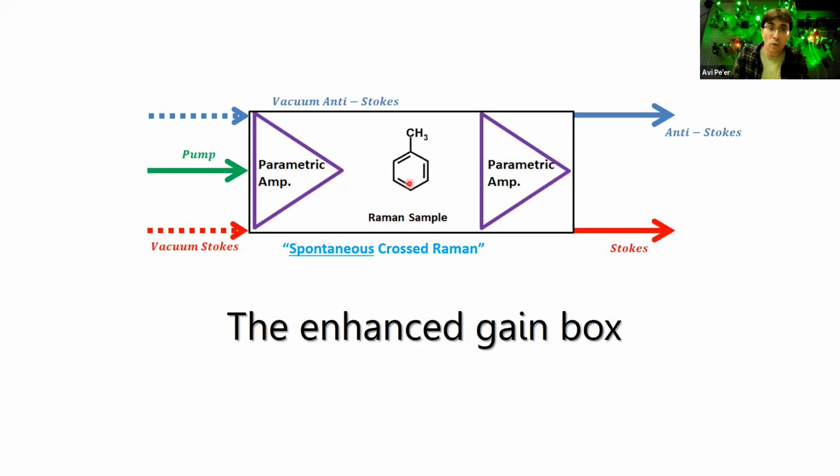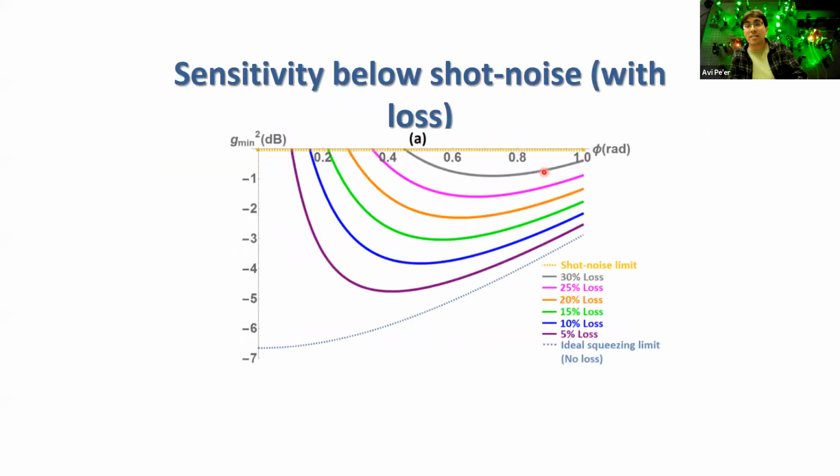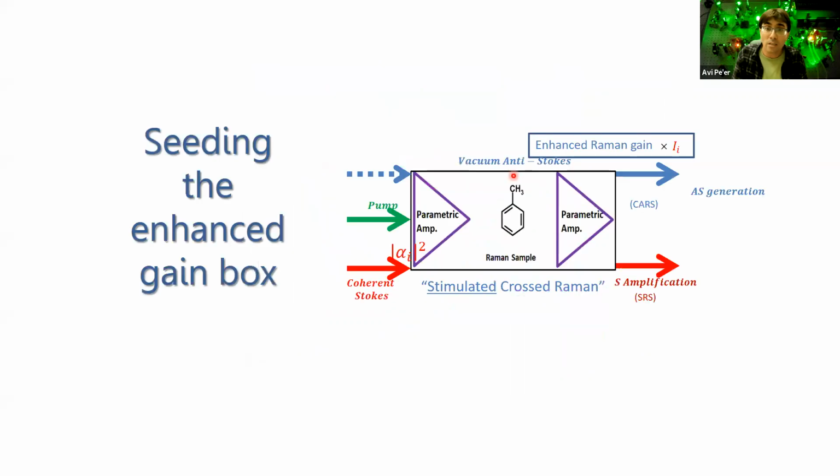You see, you have the Raman sample. It is sandwiched between two parametric amplifiers, but that's it. I can look at this as a black box, and this does Raman, but enhanced. It's enhanced by the squeezing. And then you can analyze the sensitivity and see that indeed it generates sub-shot noise sensitivity so that you can improve here, and that you are not so very much sensitive to loss. So for example, you can operate pretty well with even up to 30% of loss in between.